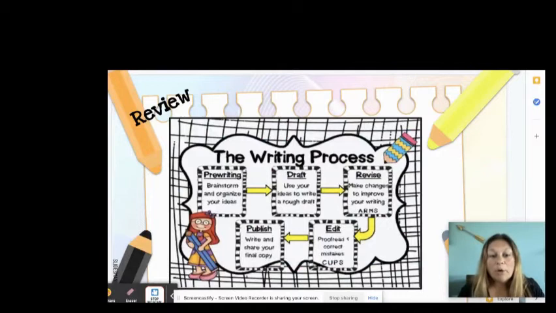Again, let's review the writing process. Pre-writing is brainstorming and organizing your ideas. Drafting is using your ideas to write a rough draft. Revising is making changes to improve your writing. When you're done doing that, you publish, where you write and share your final copy. And then, let's go back. We missed one step. After revising, you edit so that you proofread and correct mistakes. Then you are ready to publish, where you write and share your final copy.